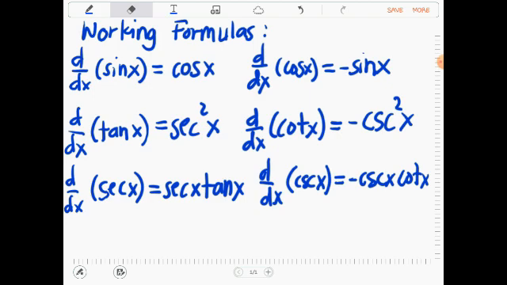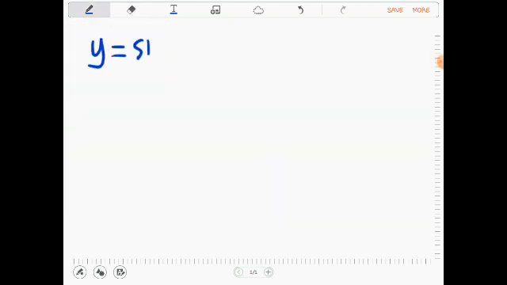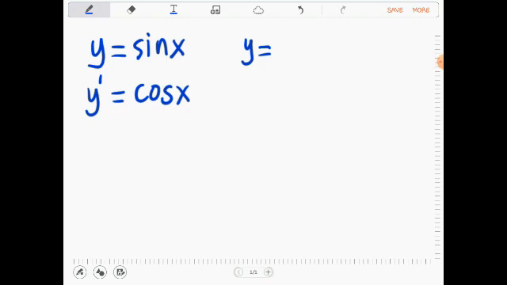Okay? So, let us come to the example. Y is equals to sine of x. So, therefore, yung ating y prime or the derivative of this function is equals to cosine of x. So, what if we add a constant? Okay? Y is equals to 3 sine of x.